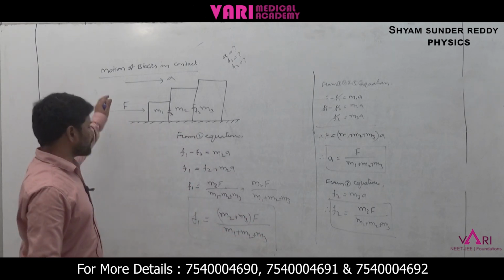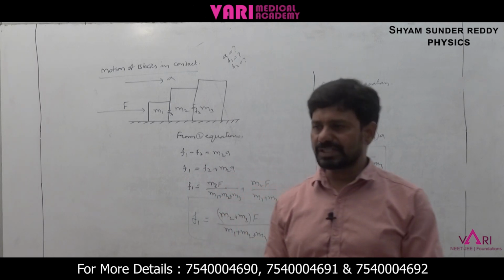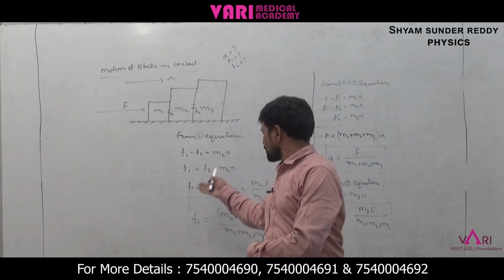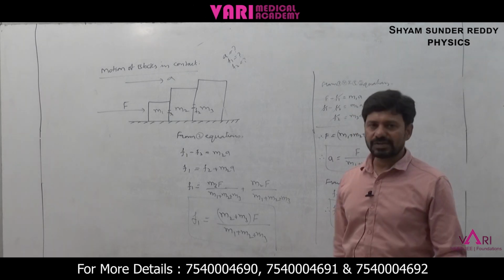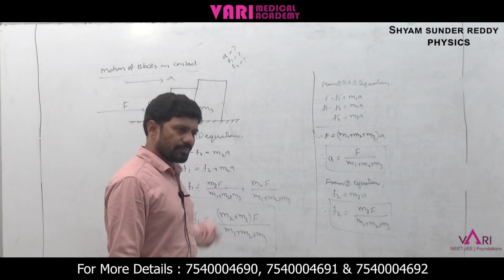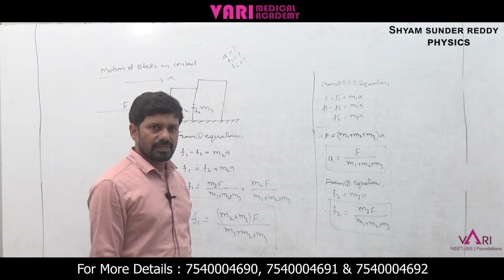If we have the values M1 is equal to 1 kg, M2 is equal to 6 kg, M3 is equal to 26 kgs, and F is equal to 36, just substitute the values in these equations, then you will get the acceleration, F1 and F2 values. We already did this type of problem in the first classes. Just check it. Okay, thank you.